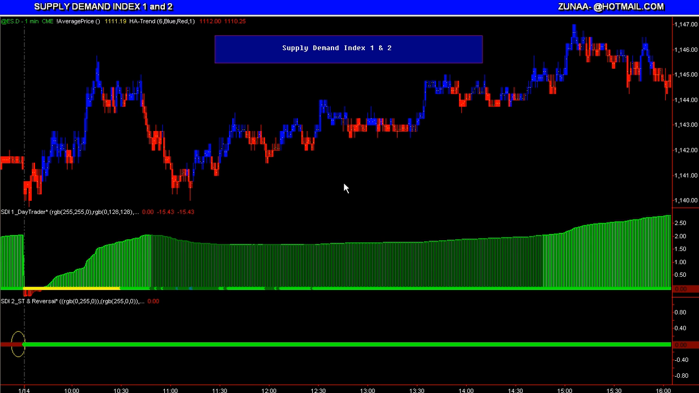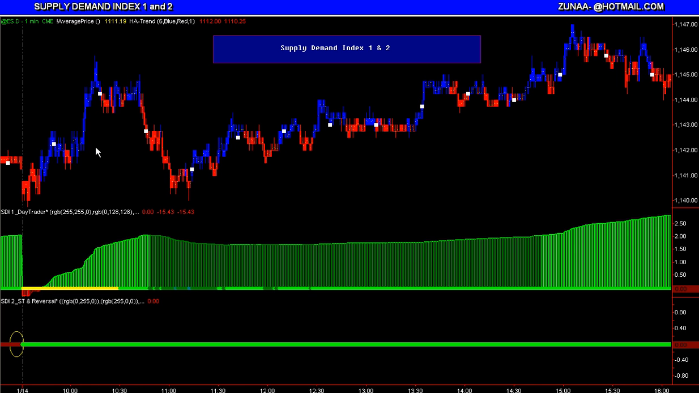Hello, okay, with Zuna. Let's look at two indicators that show trend direction, trend strength, and trend reversals. On the chart, I have ES or E-mini S&P futures.